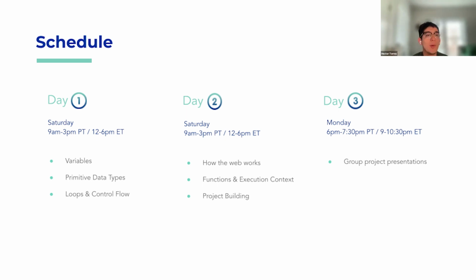So day 1: variables, primitive data types, loops, control flow, etc. Day 2, you'll dive in a little more into how the web works. You'll get into that functions and execution context unit, start building out your own functions. And you also get your introduction into the project. And then, of course, you'll have from that Saturday up until that Monday night to both submit your assessment and to finish your group project and present it.